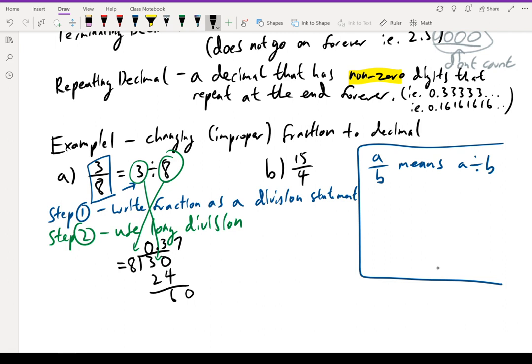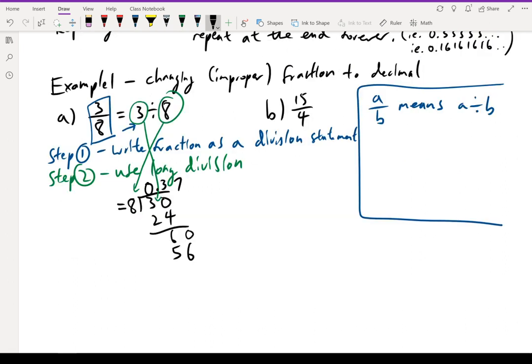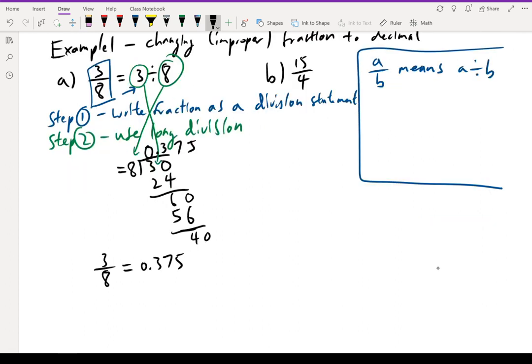Remember your times tables, guys. It's very important that you remember your times tables. And then take 60 minus 56, which is 4. Add a 0. That goes into it 5 times. So 3 over 8, or 3 divided by 8, is the same as 0.375. So that's how you write it. You can write out in the end, 3 over 8 is equal to 0.375.